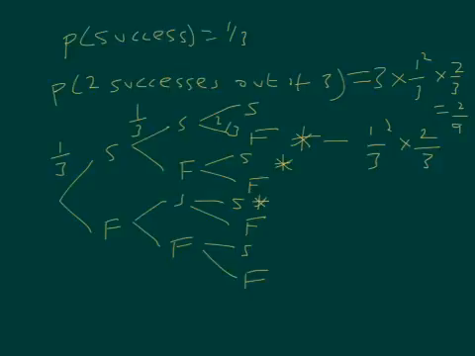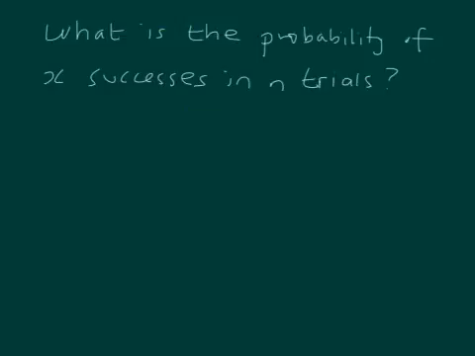So notice that we've got 2 successes, so the probability of success is a third, so that's the power 2, so 2 successes and 1 failure, so that's 2/3, so it's 3 times 1/3 squared times 2/3. Why is it 3? Because there's 3 ways through the tree diagram. And this, the binomial coefficient, this 3, is what the next bit of the video is about, trying to work out what that is. So the general question is, what is the probability of x successes in n trials?